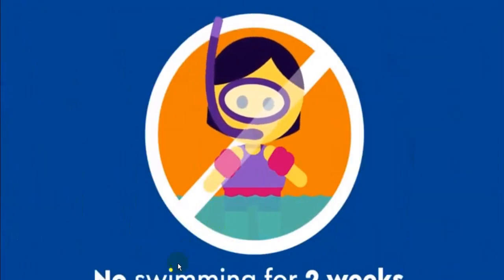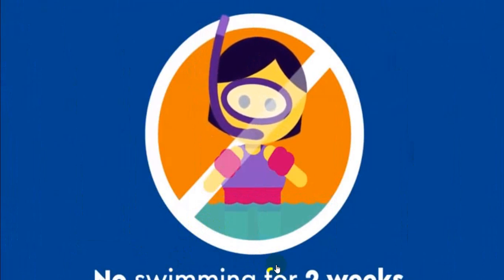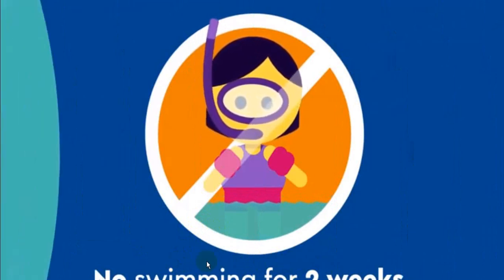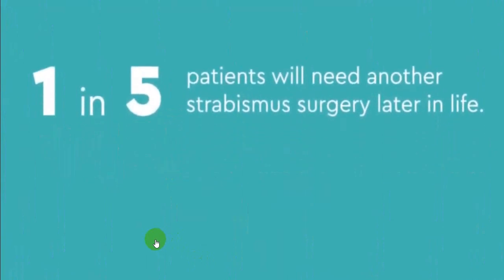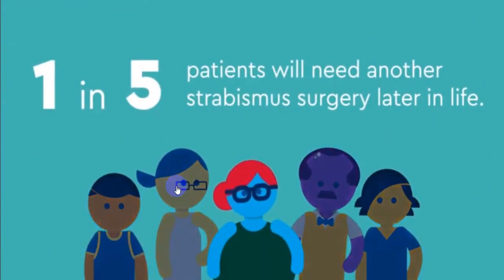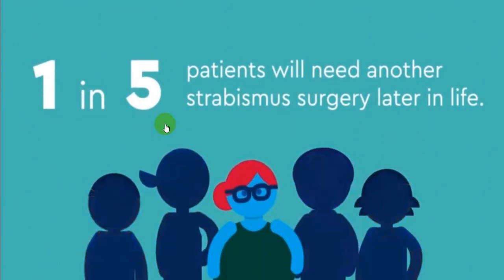We usually ask patients to wait at least 2 weeks post-surgery before swimming. While strabismus surgery is usually successful, studies have shown that 1 in 5 patients, or 20%, might require another strabismus surgery later in life. For more information, visit the Children's Hospital Colorado website.